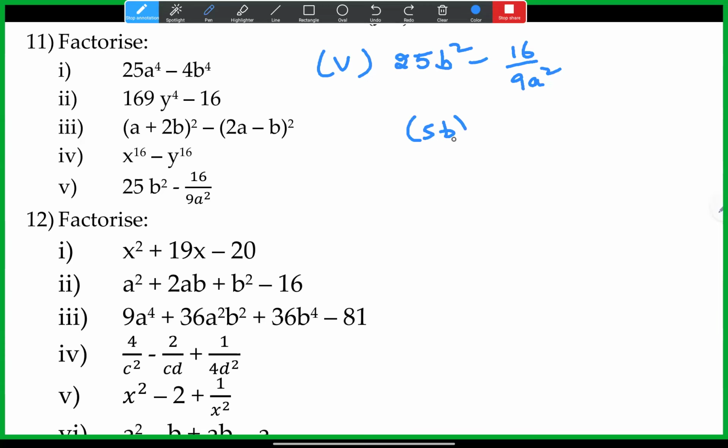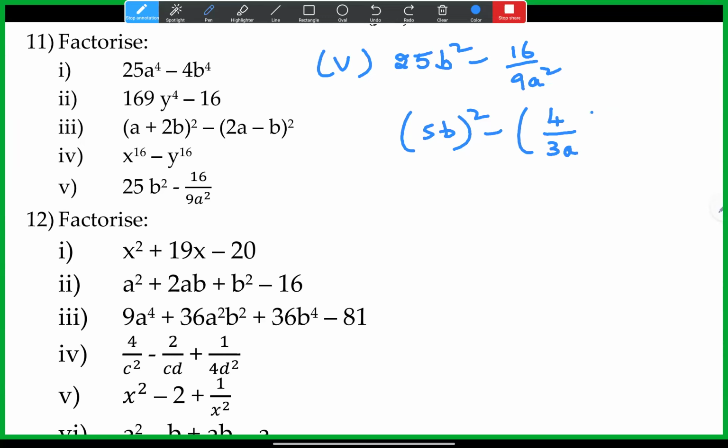Yes, sir. So 5b whole square minus 4 by 3a whole square, no? You can observe 16 is 4 square, 9a square is 3a whole square. That together will become 4 by 3a whole square. Any doubt, once check, Maisha? No, sir.